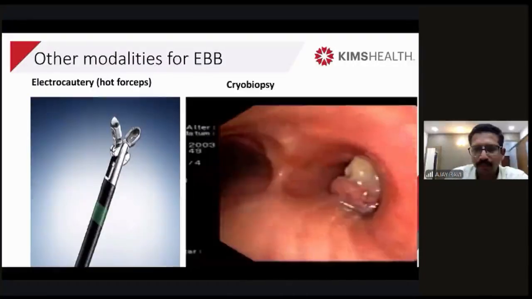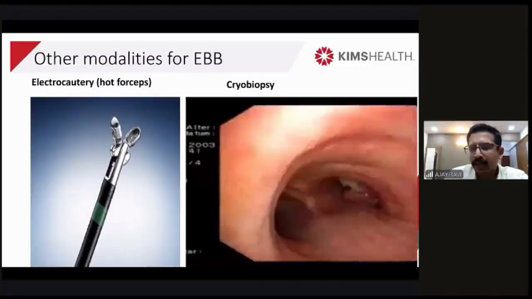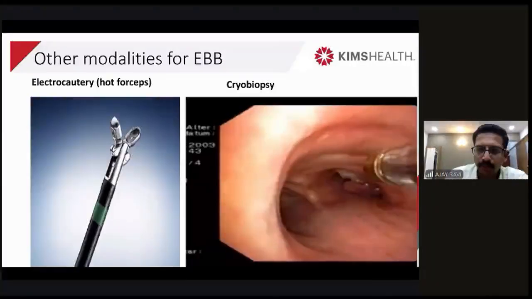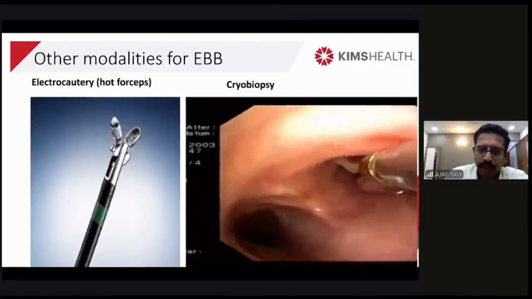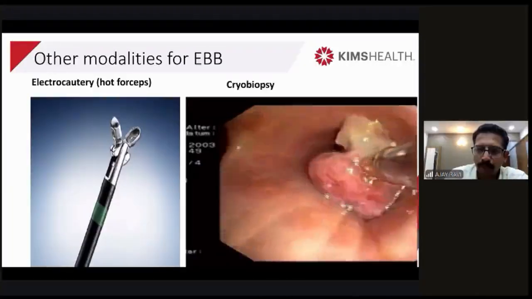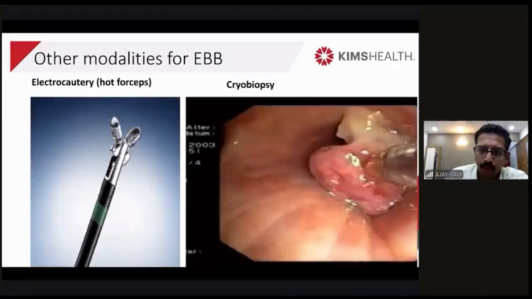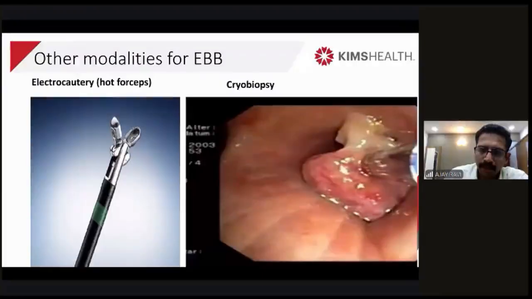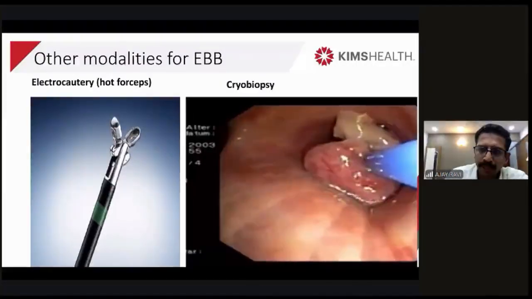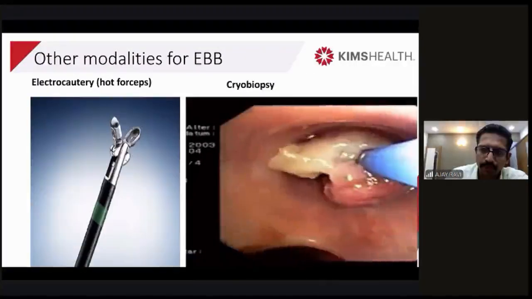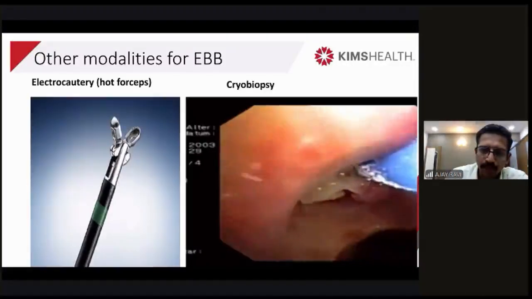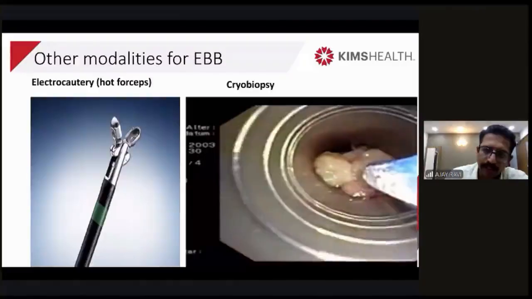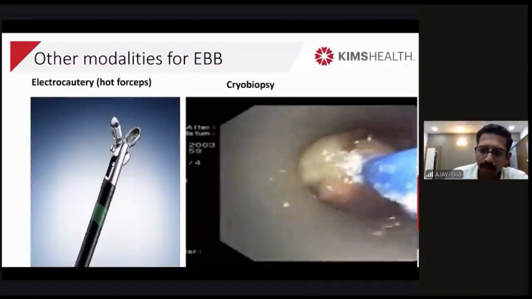Then the other thing, which you see in the image, is endobronchial cryobiopsy, wherein you push a cryoprobe through an endobronchial lesion, press the probe into the lesion, and freeze it so that the tumor around the probe also gets frozen. When you take it out, you get a larger chunk of tissue. You can see the size of the tissue that is coming out compared to a forceps.